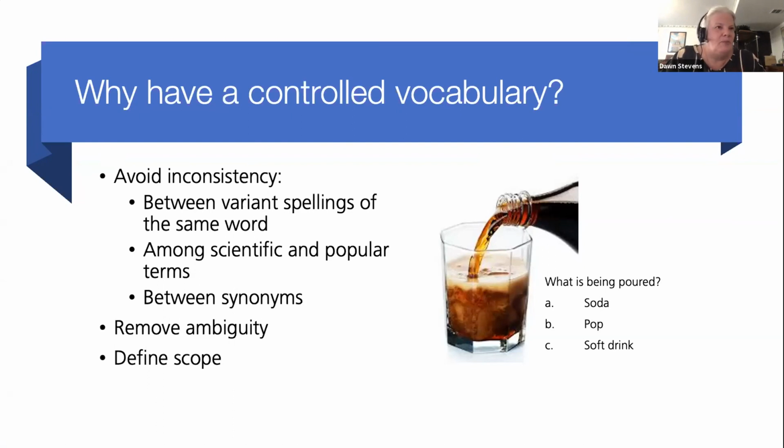I grew up calling it pop. My children call it soda. What is this thing that is being poured? We have a lot of potential synonyms here. With the idea of a controlled vocabulary, we would be choosing, this is the term that we're going to use, whether it's a popular term, a scientific term, or just a random choice between all of the different synonyms. That's what we're doing here in our controlled vocabulary.